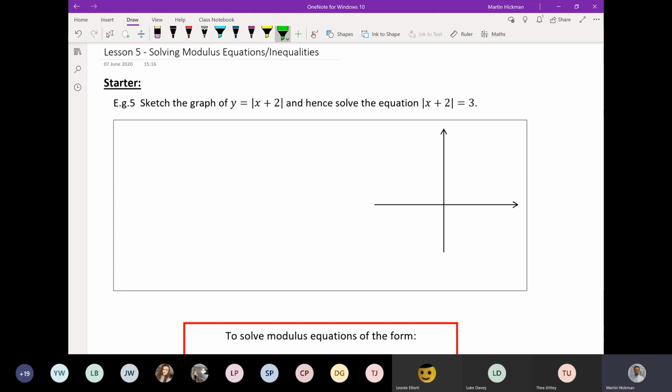So starting off then, this starts a question. We're going to sketch a graph of y equals the modulus of x plus 2. So remember what we do. Firstly, let's do a little sketch of what y equals x plus 2 looks like to begin with.